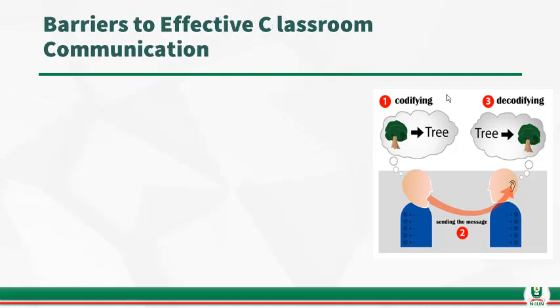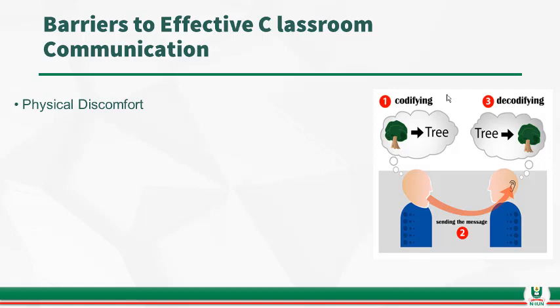Now let's talk about the barriers to effective classroom communication. The first one is physical discomfort. Physical discomfort is when we have overcrowding. There are so many ways in which this can bring noise or serve as a barrier to effective classroom communication.